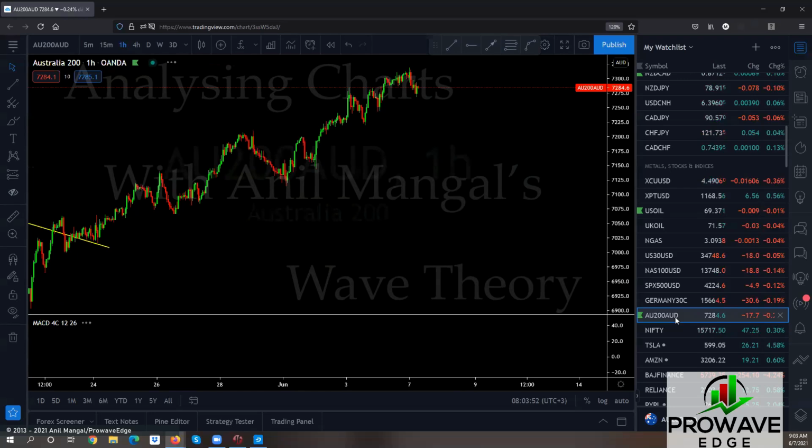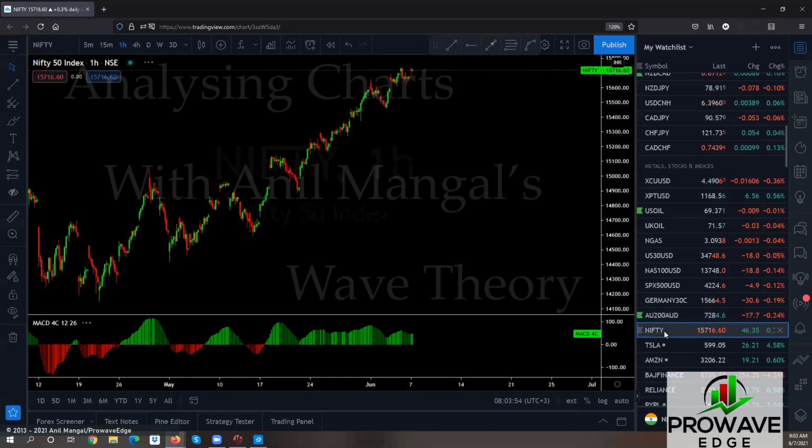Aussie 200, stay away from that. Nifty. It's going up. You have to be careful now. You're getting divergence, and it still will go some more. Tesla.